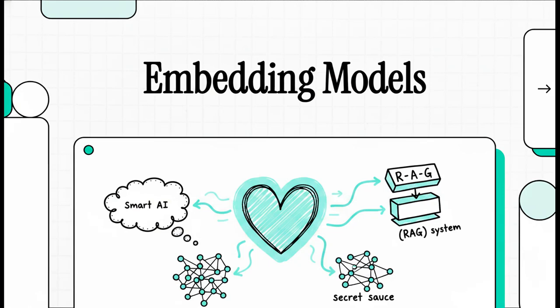We're getting into something today that acts as the literal beating heart of modern AI retrieval. I'm talking about embedding models. If you've interacted with a smart assistant or a RAG system, Retrieval Augmented Generation, you are already relying on these models. So let's uncover the secret sauce that makes them work, shall we?